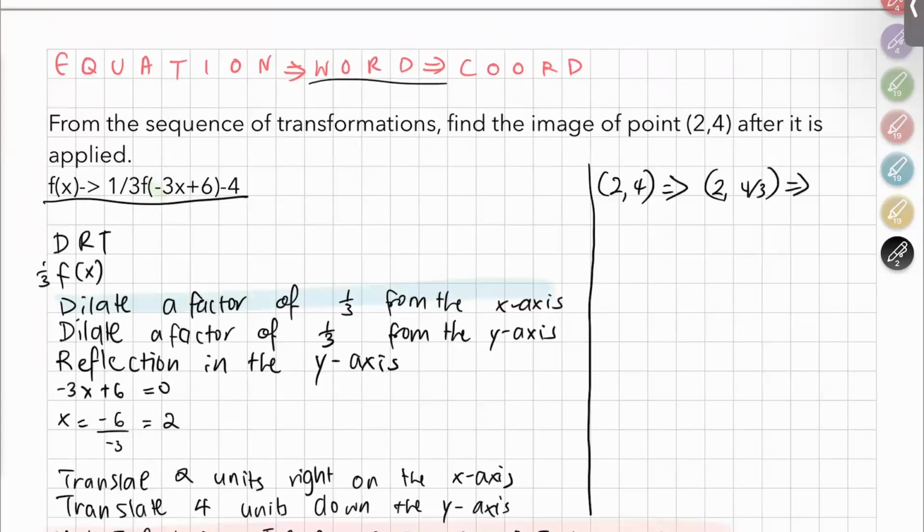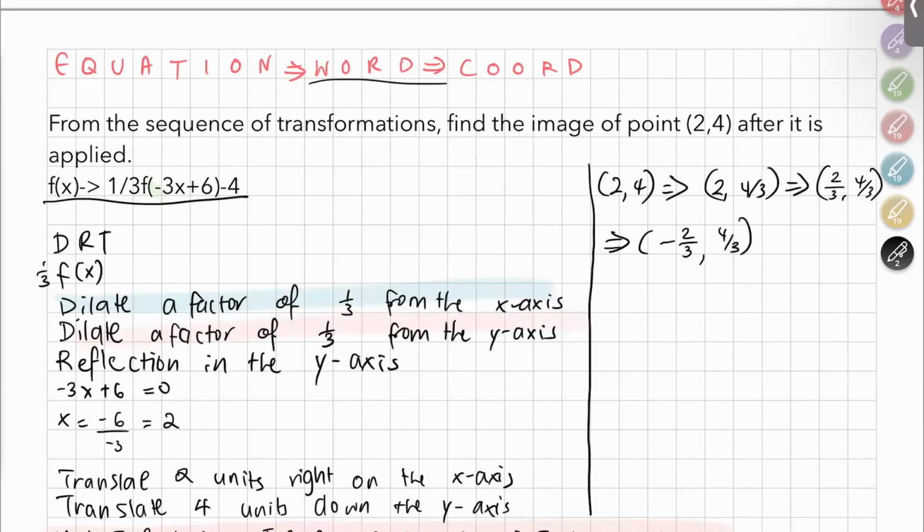Now, dilate a factor of 1/3 from the y-axis. This means you're changing the x value. So you just times it by 1/3. So you get 2 over 3, 4 over 3. Now, reflection in the y-axis, so you're changing the x value. So what happens is that it becomes negative 2 over 3, 4 over 3.